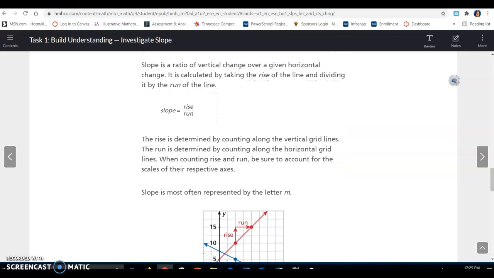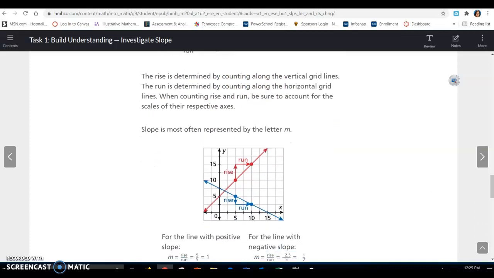All right, so it says the slope is a ratio of vertical change. Remember, vertical change is your y's over horizontal change. Horizontal is your x's. It is calculated by taking the rise of the line and dividing it by the run of the line. So that's why we say rise over run. Y's over x's. The rise is determined by counting along the vertical grid. The run is determined by counting along the horizontal grid. When counting rise and run, be sure to account for the scale of your respective axis.